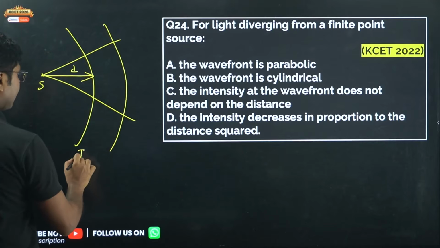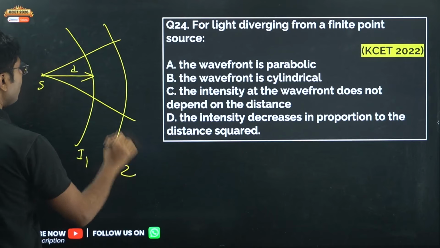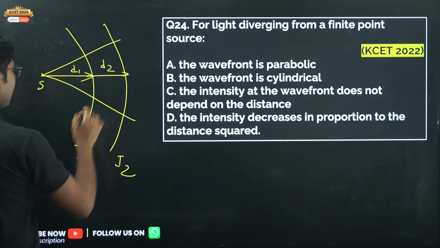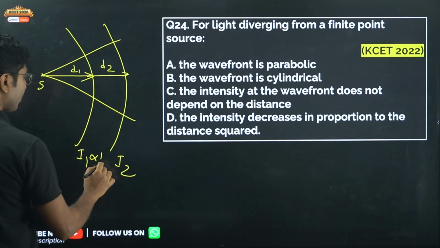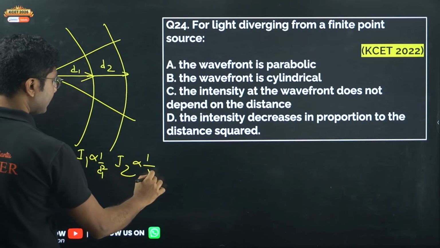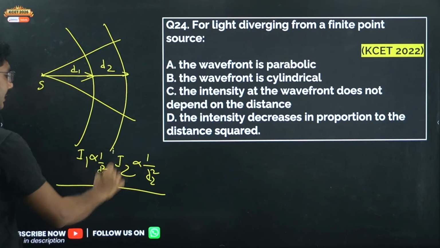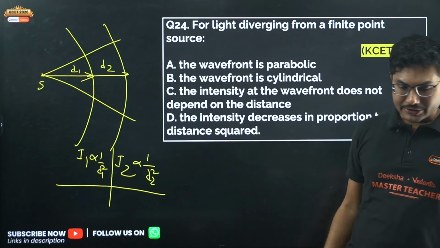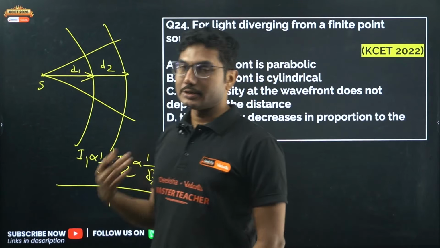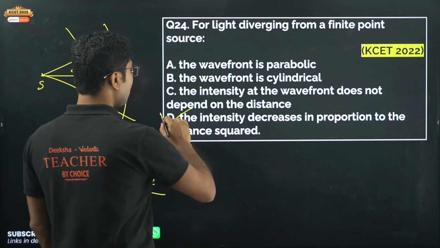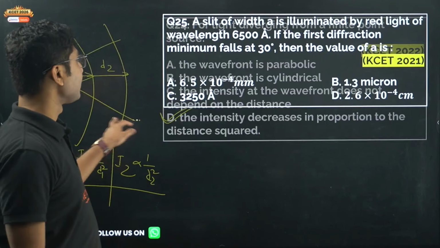Okay, so suppose this is intensity 1, this is intensity 2, this is D1, this is say D2. Remember that intensity is always inversely proportional to the square of the distance. So this is how intensity decreases. That's why the light, when it has traveled a very long distance, does not remain as bright, its brightness decreases with the distance. So intensity decreases with the square of the distance.